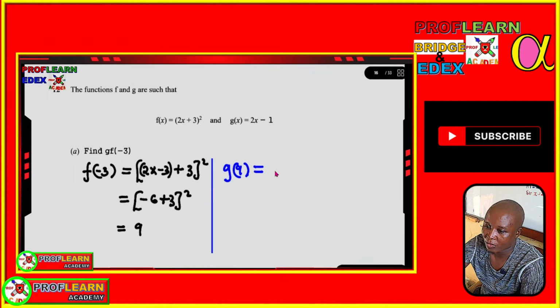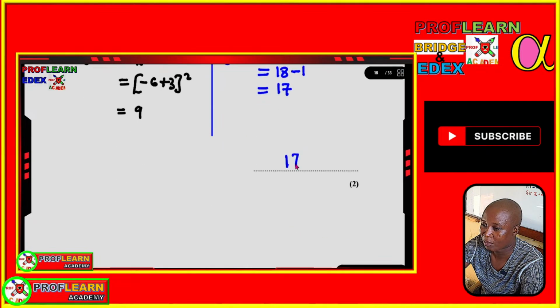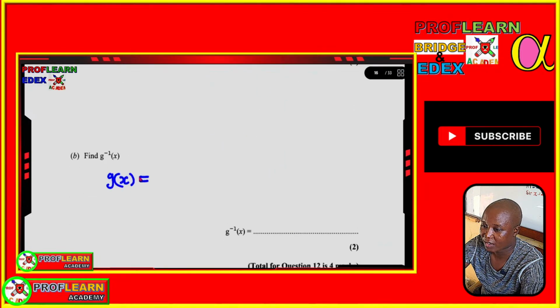Then in order to find gf of negative 3, it will mean that we are going to find g of what? 9, because already we have found that f of negative 3 is 9. Then we substitute that into the function of g, and that is going to be 2 times 9 minus 1, and that's going to be 17, so that we can transfer it down here.